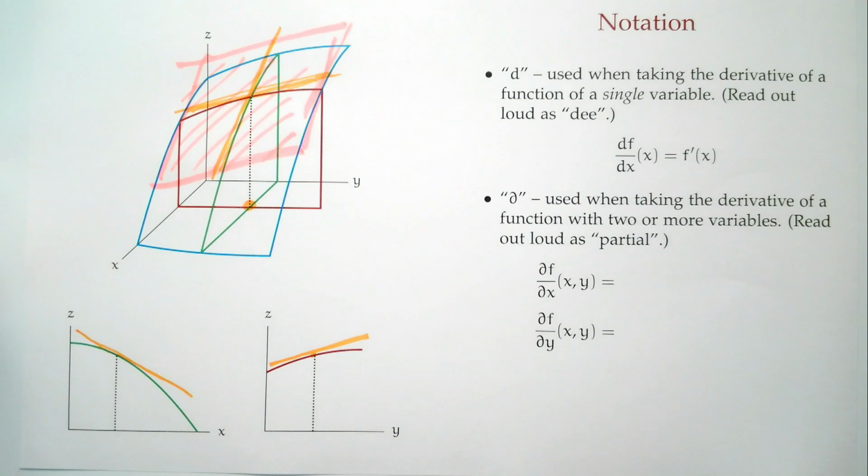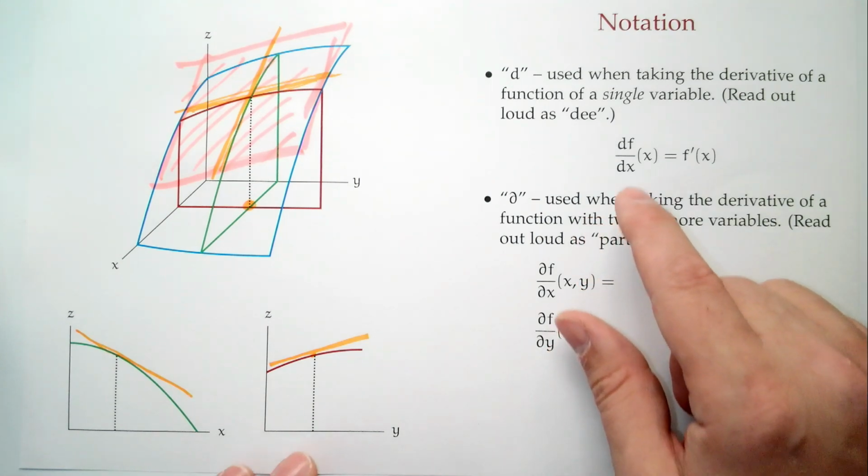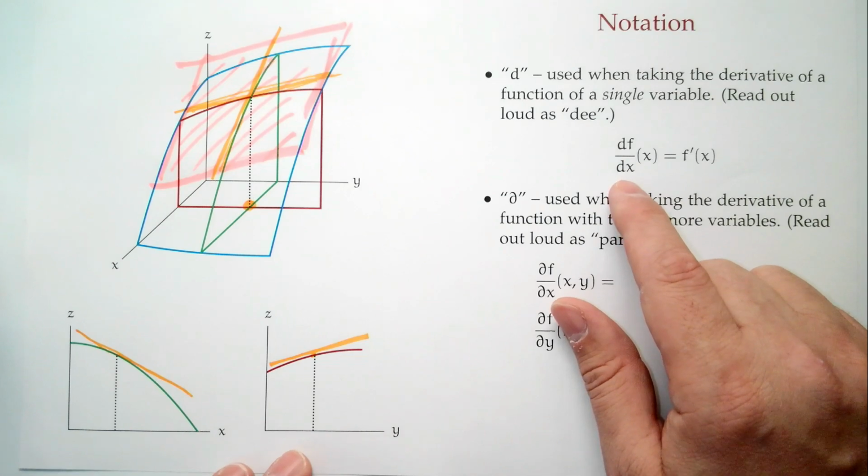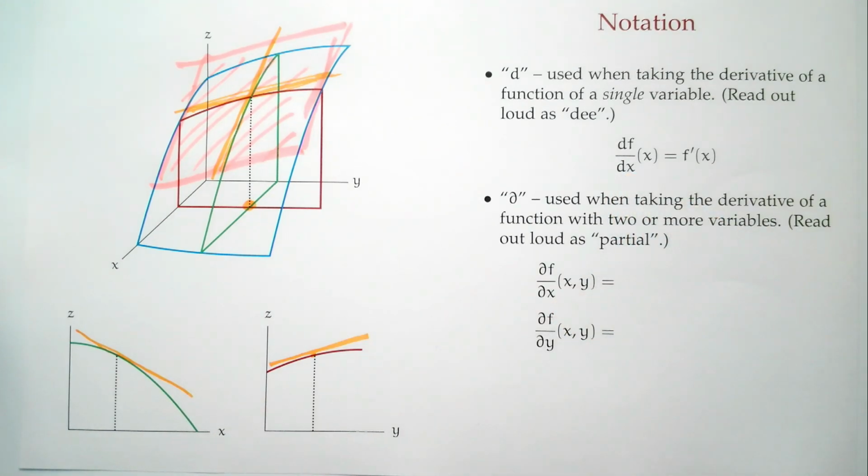So I want to talk about notation, because, of course, it's one of our favorite things to talk about. Before, when we took single variables, we used the d to represent a derivative. So whenever you see a d involved, that indicates you're taking a derivative of a function of a single variable. When you see d, that means my function only depends on one thing. And we're going to be consistent about that.